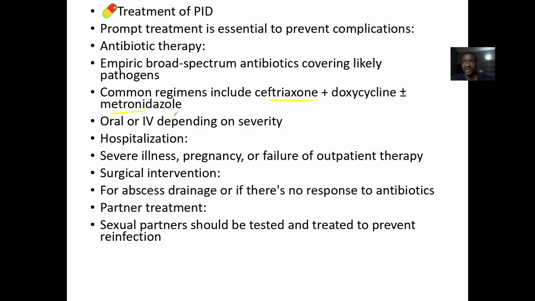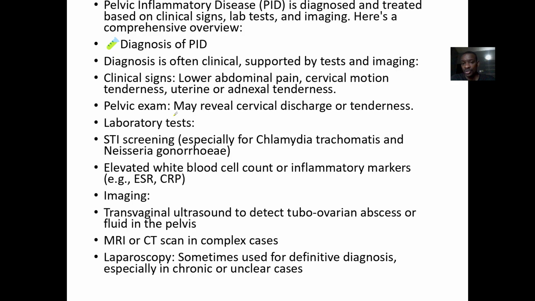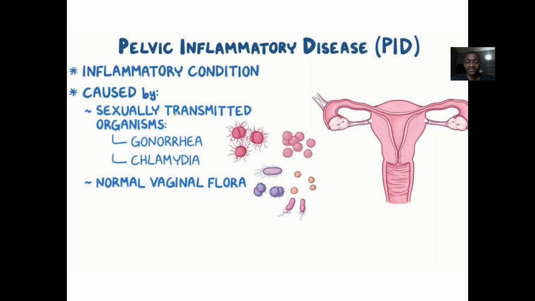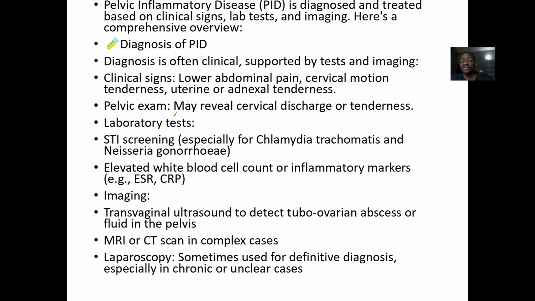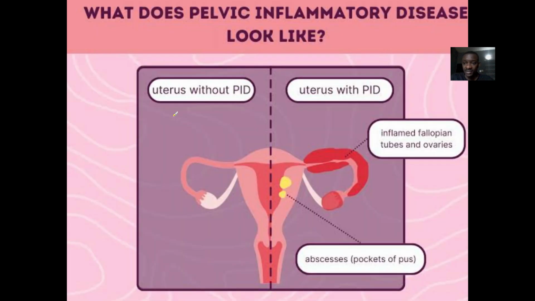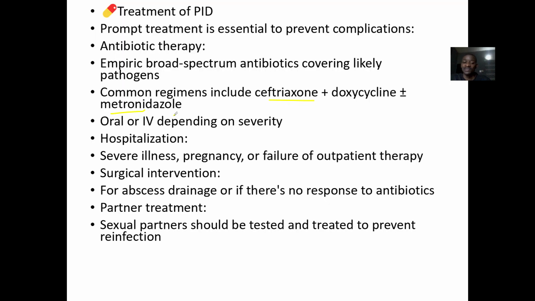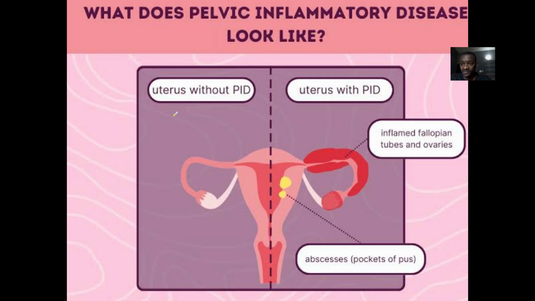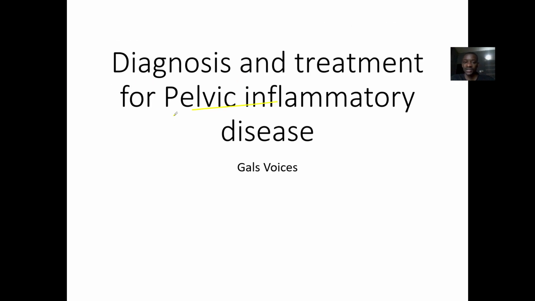Surgical intervention may be needed. As you are treating the woman, you are also treating the partner. Pelvic inflammatory disease is only in women, right? But you treat the partner because you don't want Chlamydia trachomatis or Neisseria gonorrhoeae to be sent back. Do you understand? So that's what we have here for this disease condition.